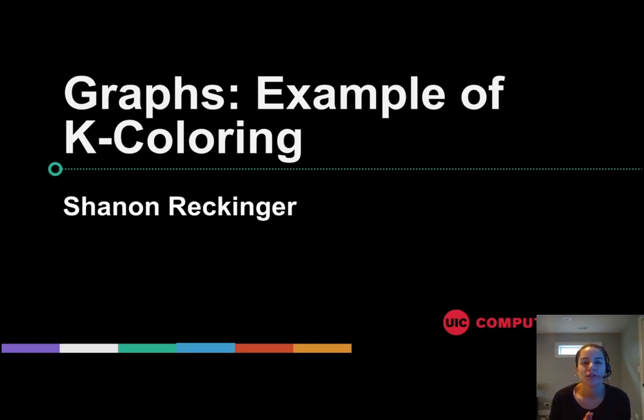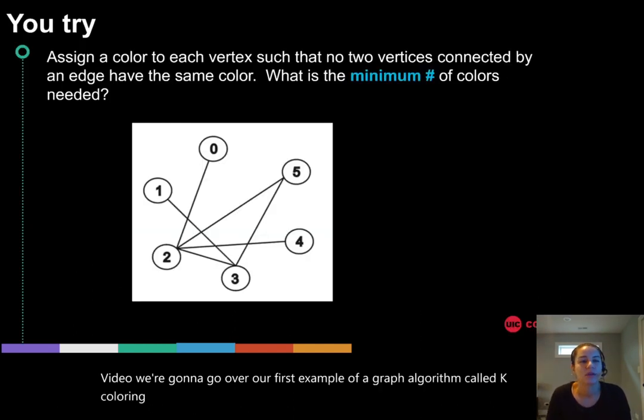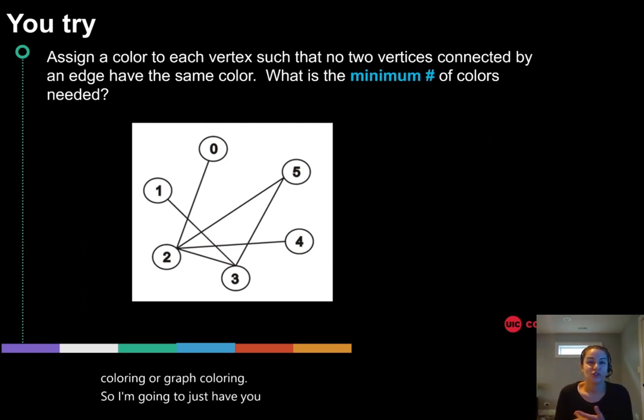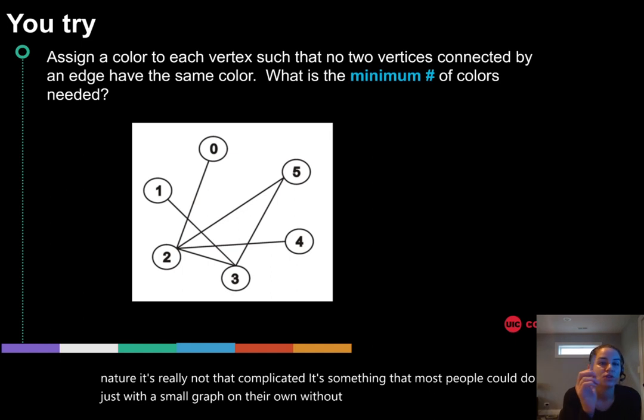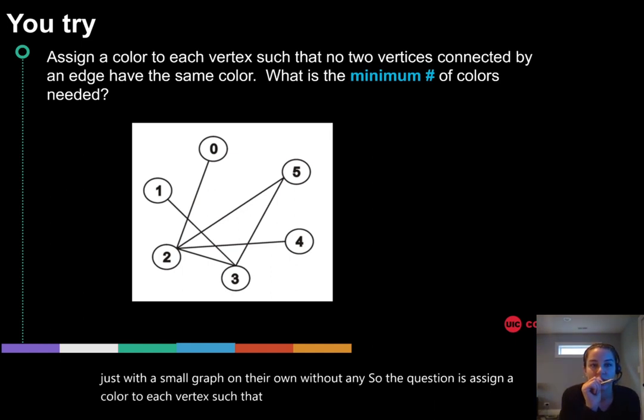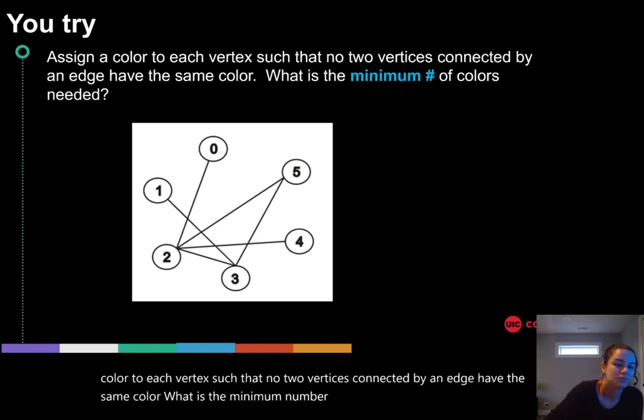In this video, we're going to go over our first example of a graph algorithm called K-coloring or graph coloring. So I'm going to just have you go ahead and do graph coloring because in its nature, it's really not that complicated. It's something that most people could do just with a small graph on their own without any algorithm. So the question is, assign a color to each vertex such that no two vertices connected by an edge have the same color. What is the minimum number of colors needed?